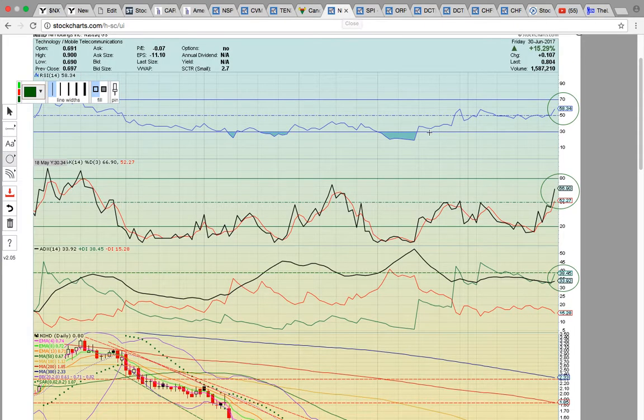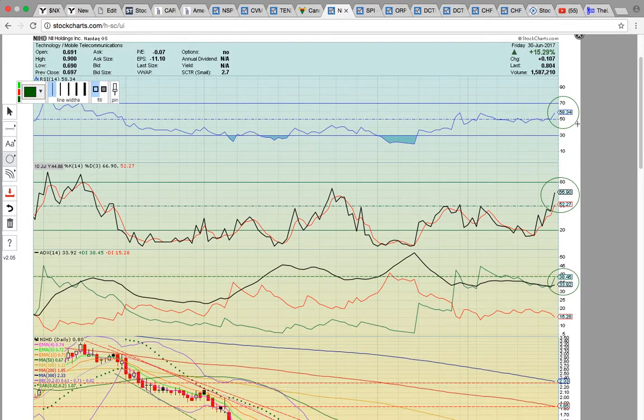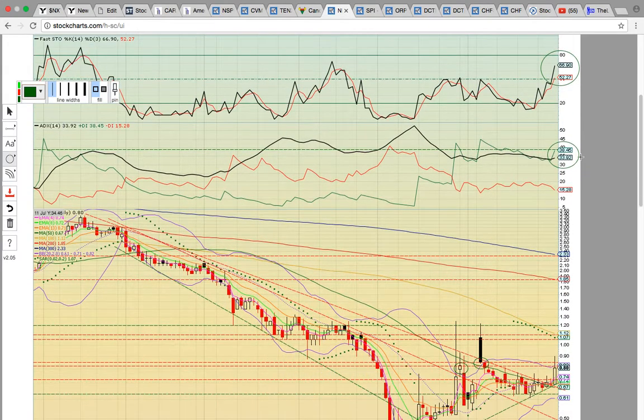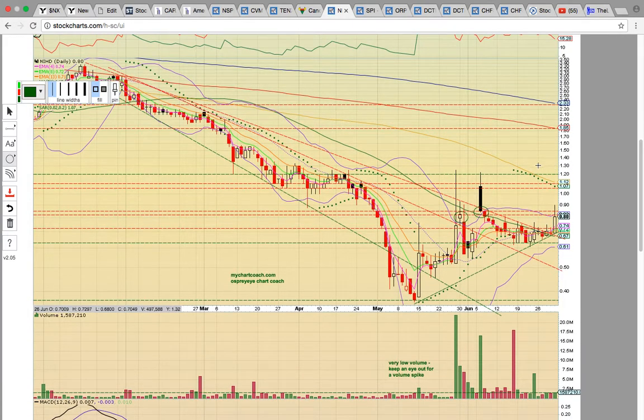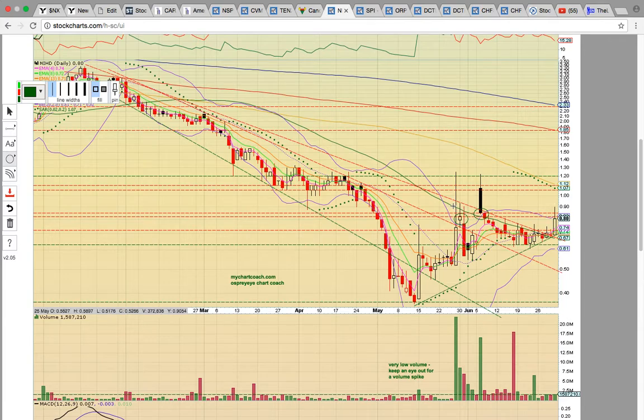Let's take a look here at NIHD. You can see here that RSI and Fasto are both in the bull zone, and they both have room to run until overbought levels, so that is good. There's juice in the tank. Got a bullish crossover on ADX.